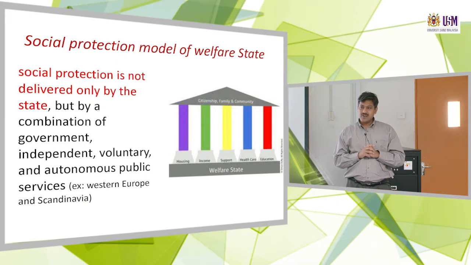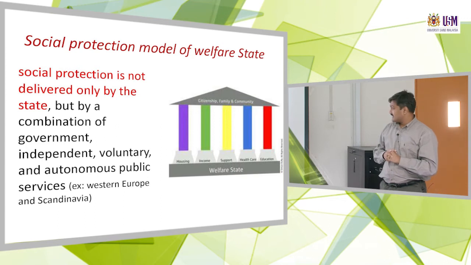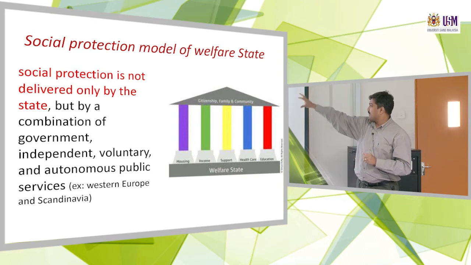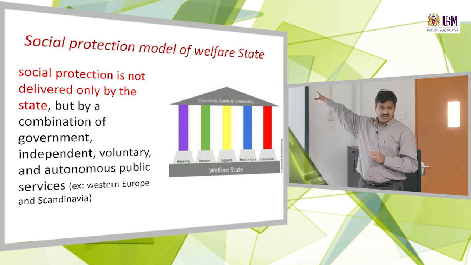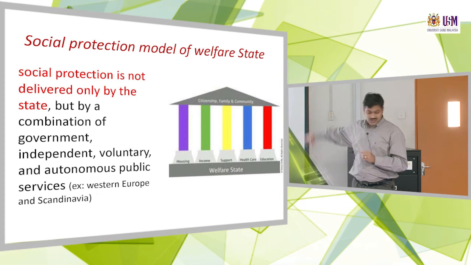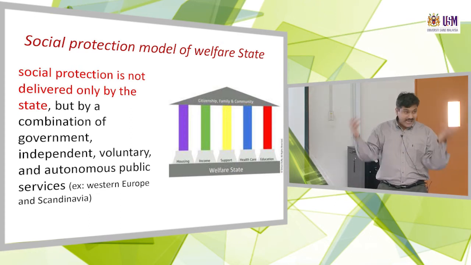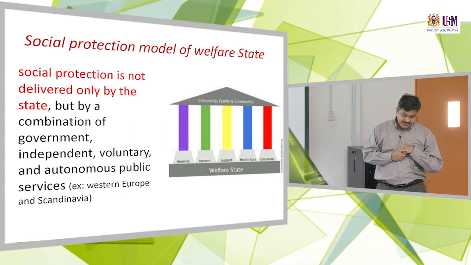See, there's another idea now, with organizations like ILO promoting this. So this welfare state is based on housing, income support, healthcare, education as main pillars, supported by your citizenship, family, community. That is the kind of thing. Social protection is not delivered only by the state, that we agreed. There are many other actors now providing it, but by a combination of government, independent, voluntary, and autonomous public services.